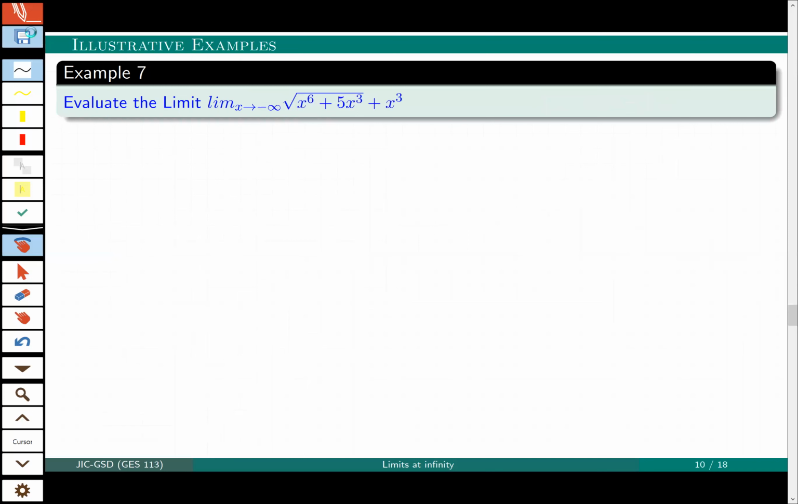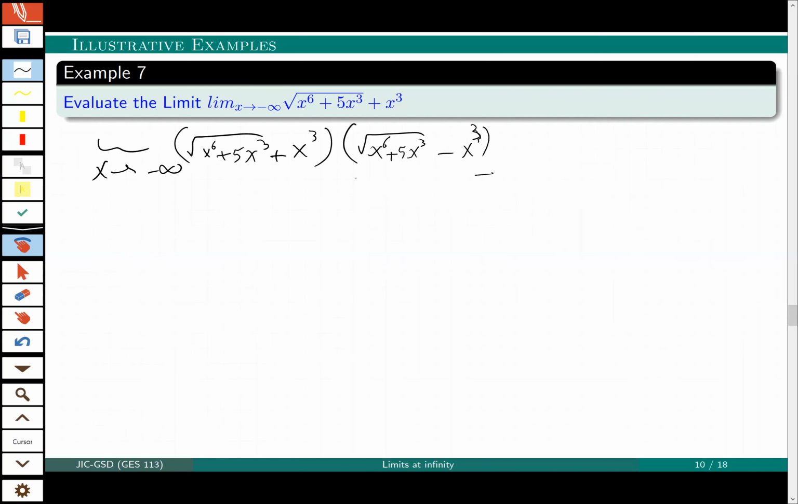Now, for the limit when x goes to minus infinity, we have to be careful now. That is square root of x to the power 6 plus 5x cubed, plus x cubed. We need to multiply again by the conjugate. So it will be square root of x to the power 6 plus 5x cubed, minus x cubed. Of course, we need to multiply numerator and denominator.